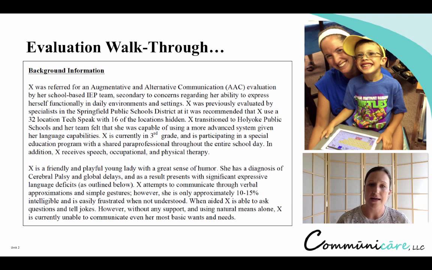Important to note, on a very simple level, is the individual understood? If not, roughly what percentage? And are they frustrated if not understood? Those are really critical components when determining whether or not someone is eligible for an AAC system.